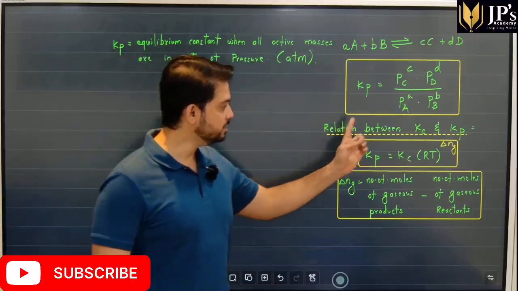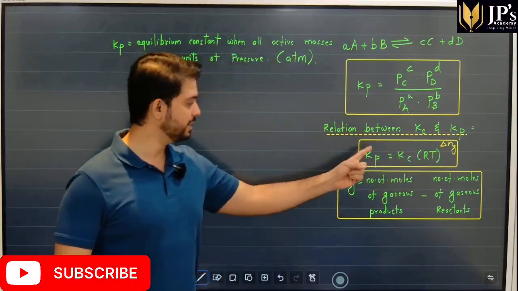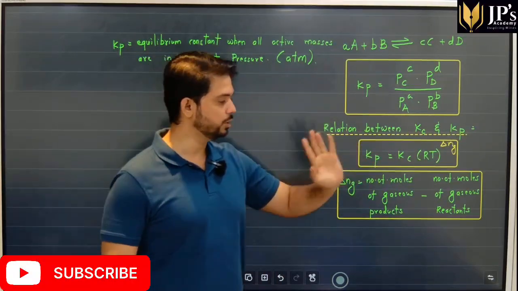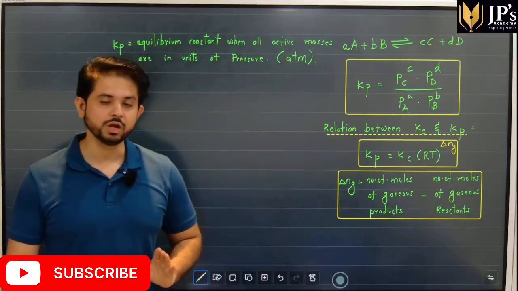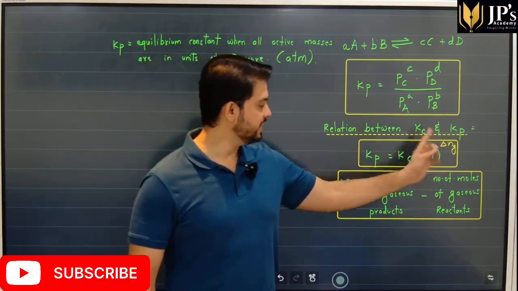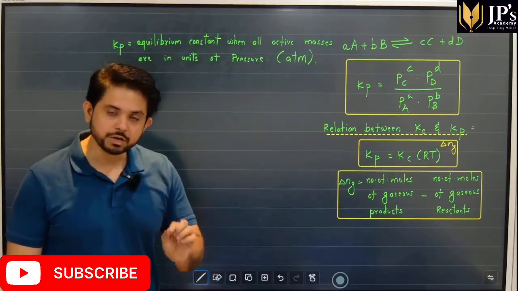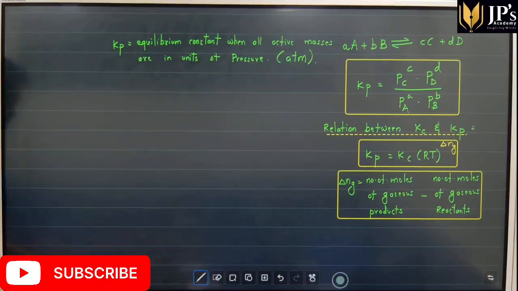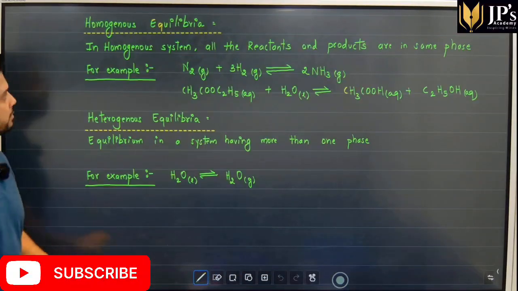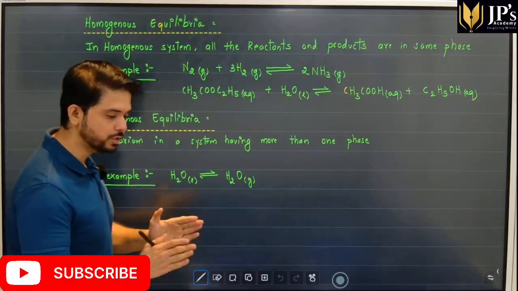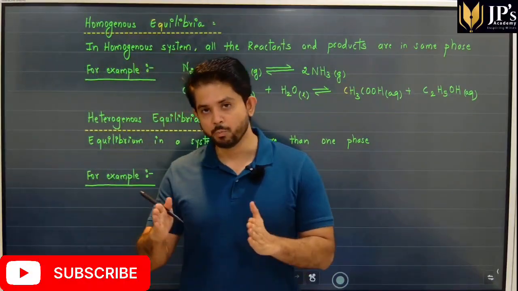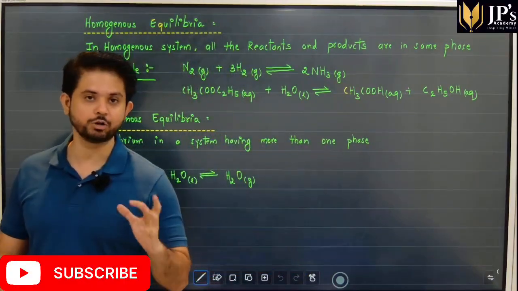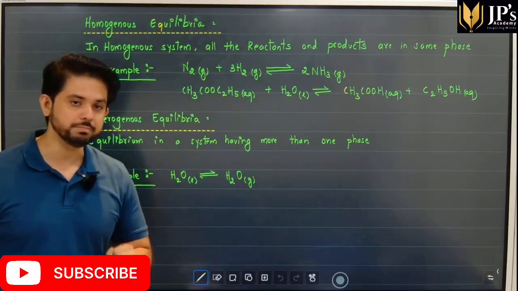Now, the relation between Kc and Kp is given by the expression Kp = Kc (RT)^Δn, where Δn stands for the number of moles of gaseous products minus the number of moles of gaseous reactants. Moving ahead, we have two types of equilibria, students: homogeneous equilibria and heterogeneous equilibria. Let's understand what they actually mean.